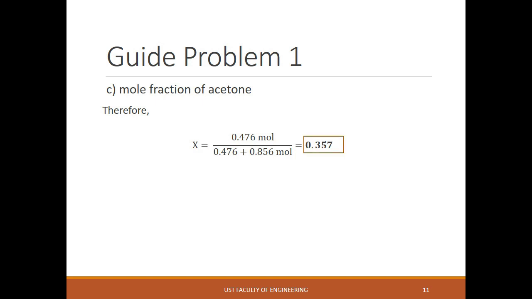If the mole fraction of ethanol is being asked as well, we can simply subtract the mole fraction of acetone from 1. This is because the sum of the mole fractions of all the components should be equal to 1. Therefore, the mole fraction of ethanol will be equal to 1 minus 0.357, which is equal to 0.643.